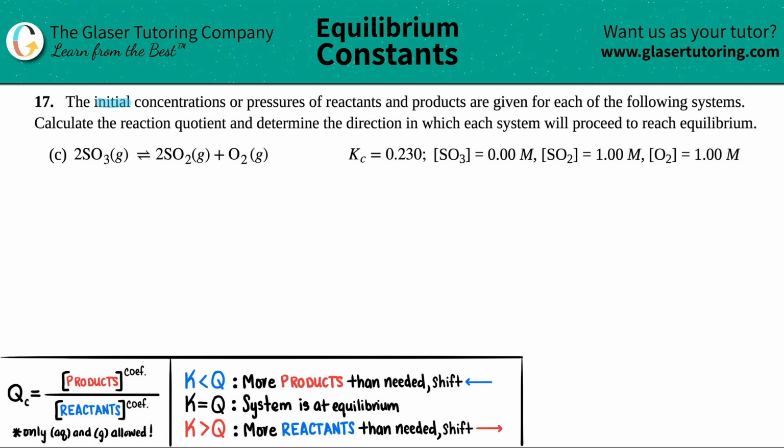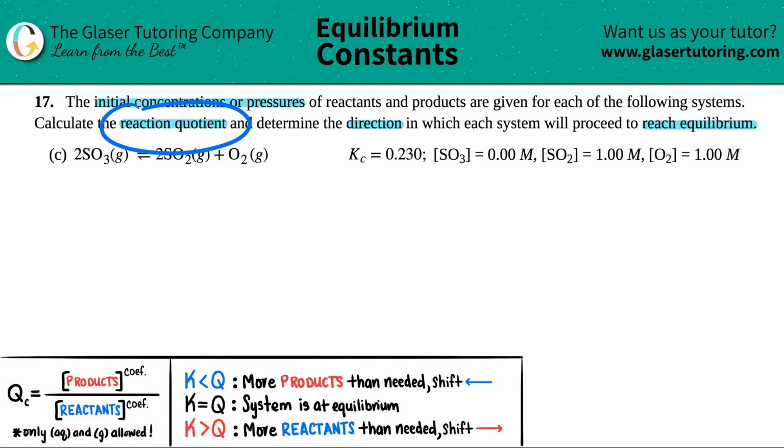17. The initial concentrations or pressures of reactants and products are given for each of the following systems. Calculate their reaction quotient and determine the direction in which each system will proceed to reach equilibrium. All right, so let's start with the first question here. We need to find the reaction quotient, which is Q.